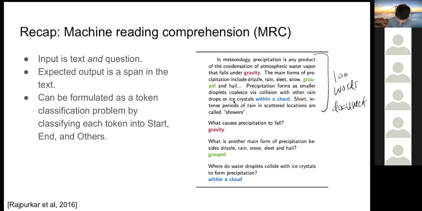And you're given a question. So we usually call this D because D stands for documents. And there's a question one. And question one was, what causes precipitation to fall? And the answer is gravity. And we mentioned that in many cases, we restrict the answer to be a span in the document. This is not necessarily always true, because your answer might not be exactly a span in some cases, but we impose this restriction a lot because it makes the model much easier to create. We don't have to generate the answer, and also it's easier to evaluate too.